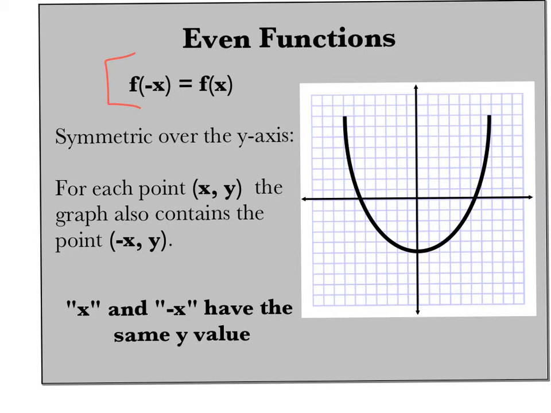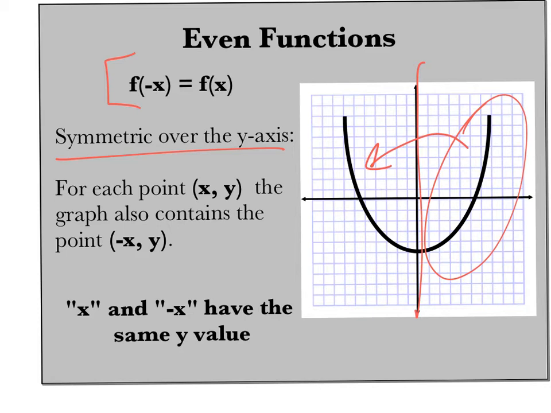What this essentially causes is a reflection over the y-axis. Because when you take all the positive x values and you just reflect them to the other side, the y values match up. You take the positive x and the negative x it reflects to, they have the same y value. So even functions always have that symmetry over the y-axis right here. So if you're given one half of the graph, all you have to do is reflect the points to the other side and you'll get the other half of the graph.